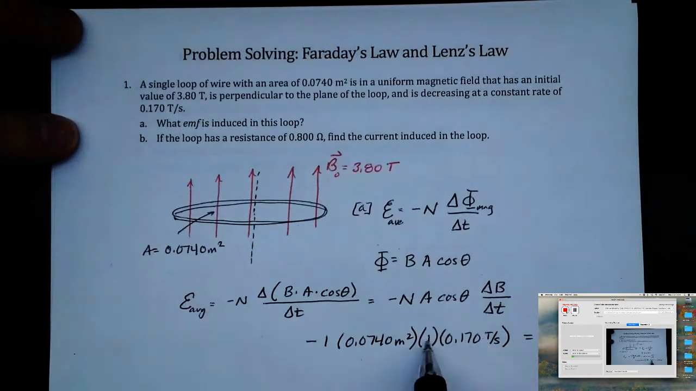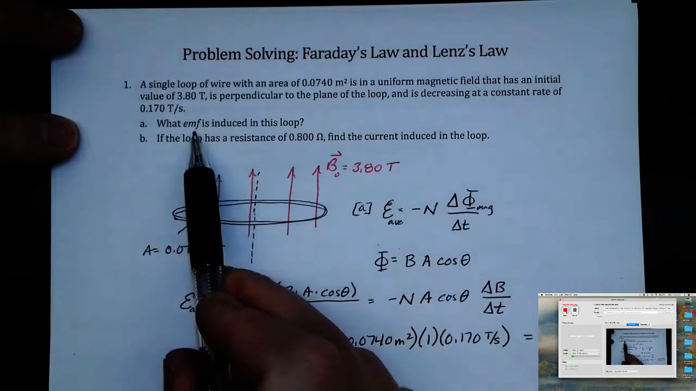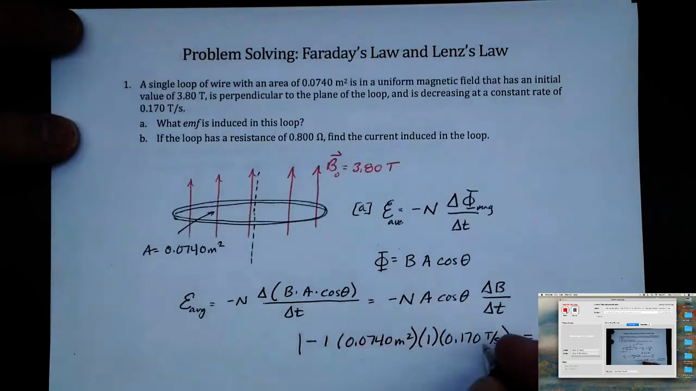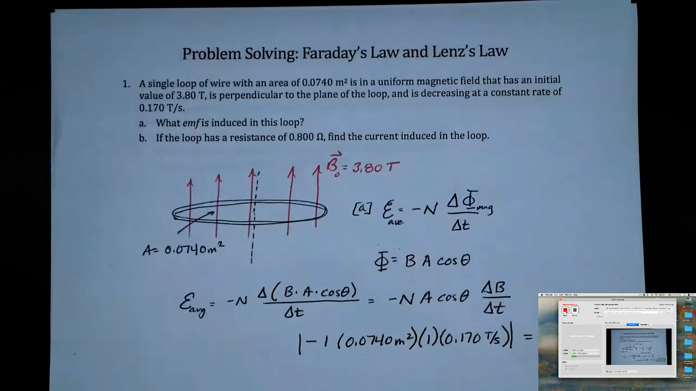And you could leave it in tesla meters squared per second, but it's an induced EMF. It's going to also be able to be written with units of volts. And I have a minus sign here, but since it's just asking us for the size, I'm really just going to treat this like I'm doing the magnitude of this and leave my answer as positive. The negative sign in Faraday's law is really useful when you're working out what the direction of things are, and the problems in the second half of this problem set are focused on that idea.